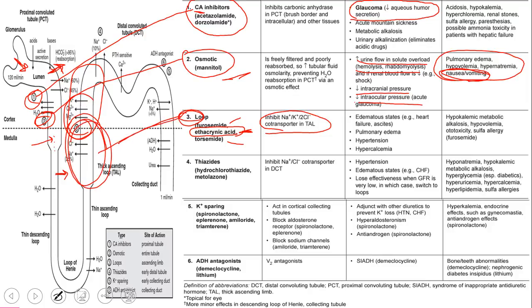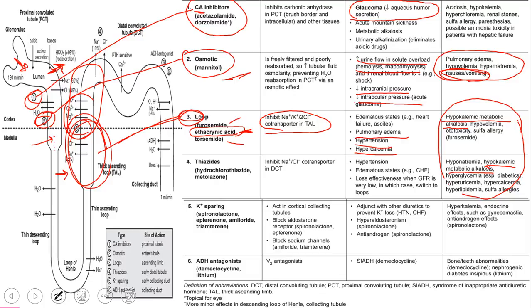So edematous states, heart failure, ascites, pulmonary edema, hypertension, hypercalcemia, hypokalemic metabolic alkalosis. Same thing as the thiazides as well, which had the hypokalemic metabolic alkalosis as well. So both of these have the hypokalemic metabolic alkalosis.